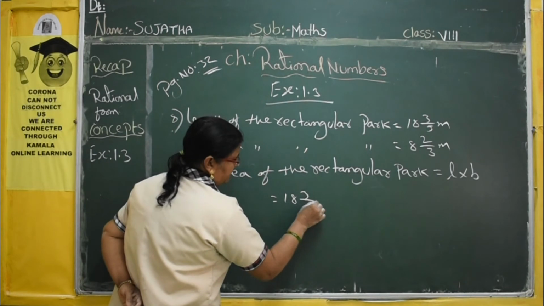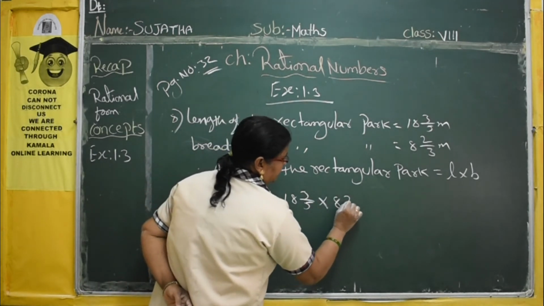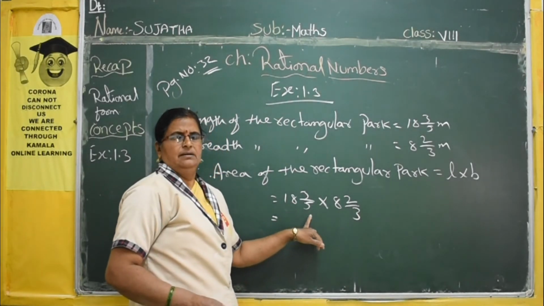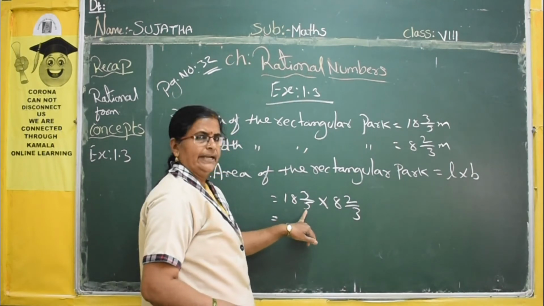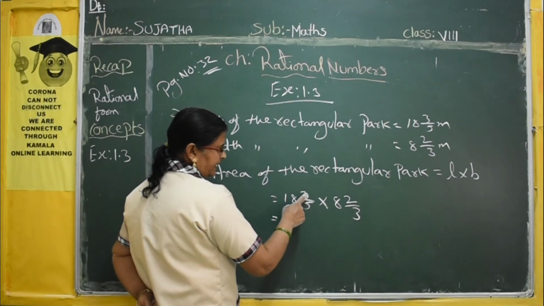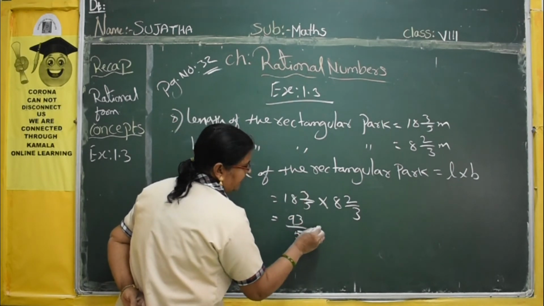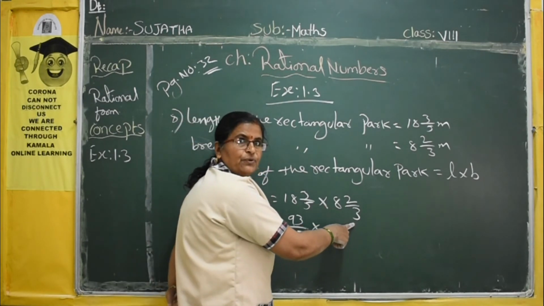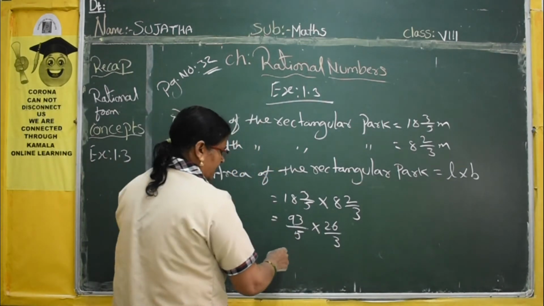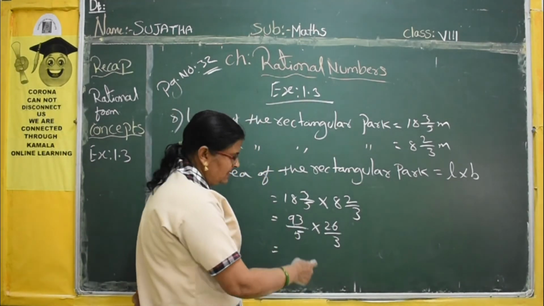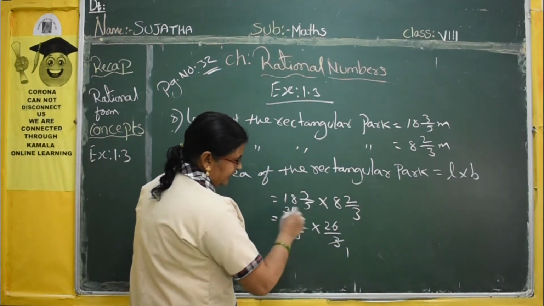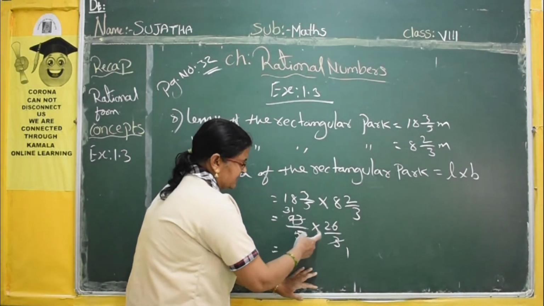Now, 18 3 by 5 into 8 2 by 3. This is a mixed fraction, changing to improper. 18 fives are 90, plus 3, 93 by 5, into 8 threes are 24, 24 plus 2, 26 by 3. Now, is any cancellation possible? Yes, this cancels: 3 ones are 3, 3 threes are 9, 3 ones are 3. Again, is there any cancellation? No. So multiply numerator by numerator and denominator by denominator.